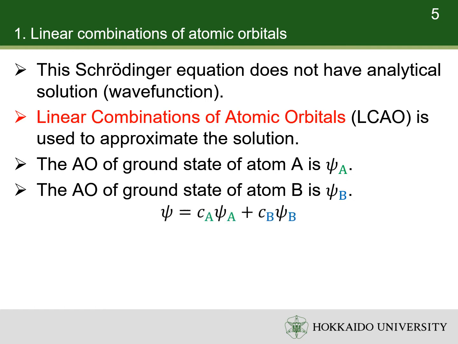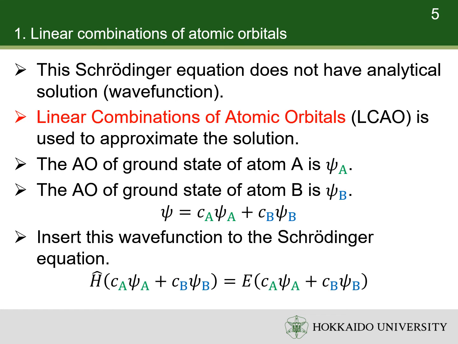Now, we can create a linear combination of psi A and psi B. The coefficients of psi A and psi B are Ca and Cb, respectively. Pay attention, such a linear combination is not the solution to the Schrödinger equation. It is just an approximation. Nevertheless, we can still insert this function into the Schrödinger equation, and the Schrödinger equation reads like this. Now we can play with this equation.